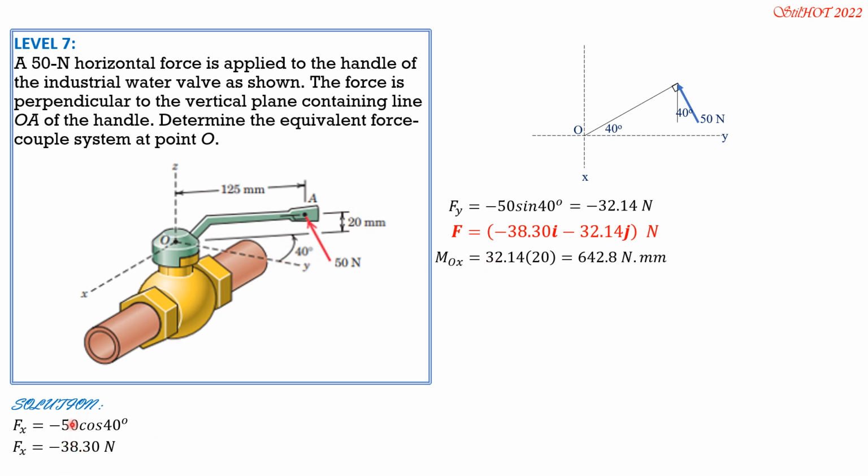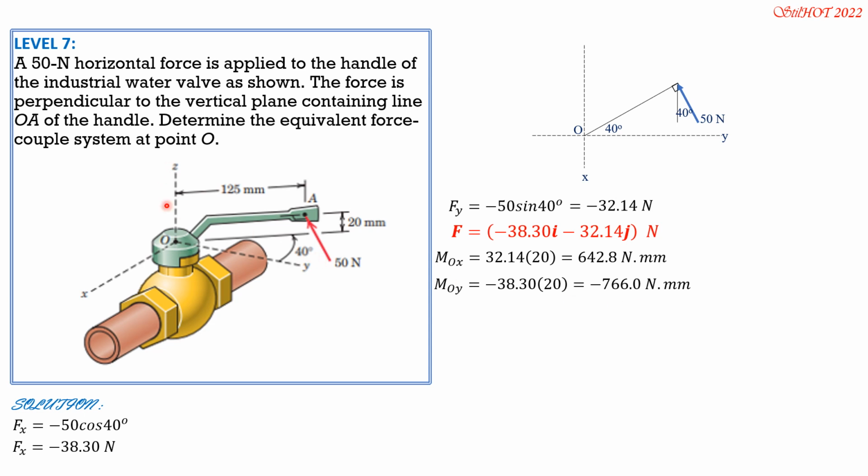It is negative or positive 38.3 times 20. So negative of 38.3, it's not negative Fx times 20, it is negative of 38.3, just the sense, not the sign of Fx times 20, because it should be negative. Because the positive sense is in that sense, then the moment is in the opposite direction. So negative 766 Newton mm.